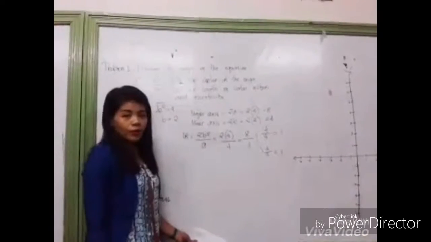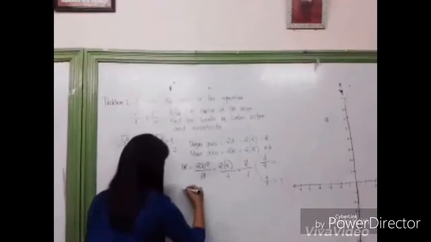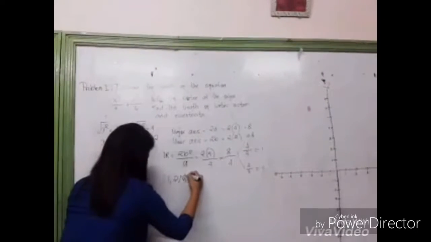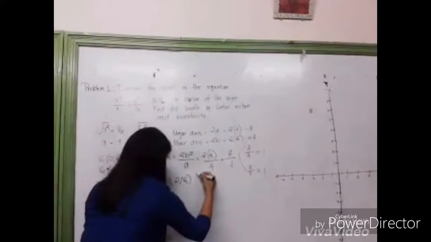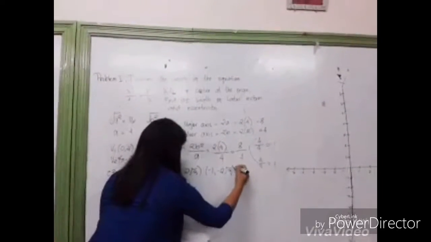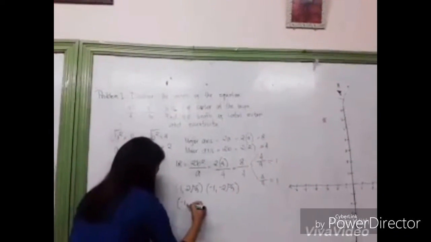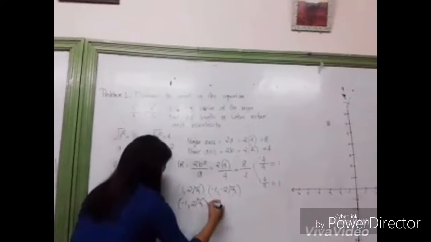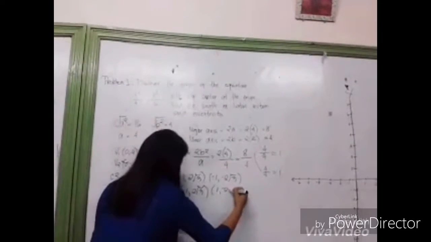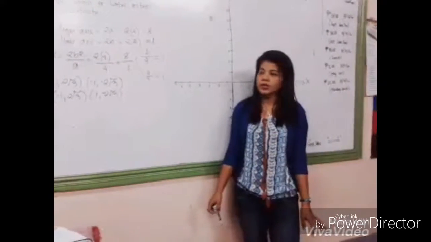So we can now find the endpoints of the latus rectum. The first is 1 and 2 square root of 3. The second is negative 1 and negative 2 square root of 3. The third one is negative 1 and 2 square root of 3. The last one is 1 and negative 2 square root of 3.